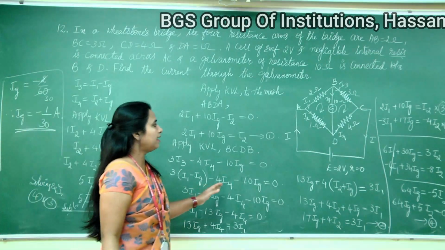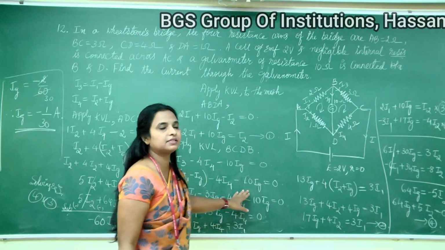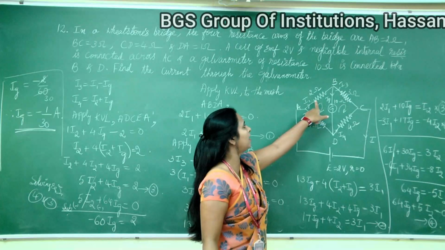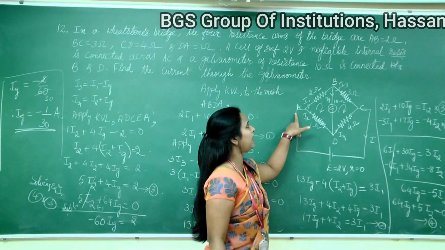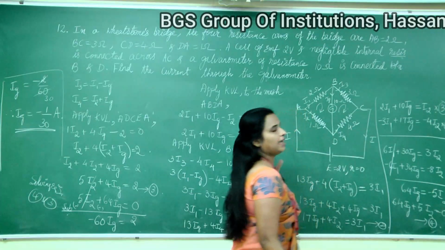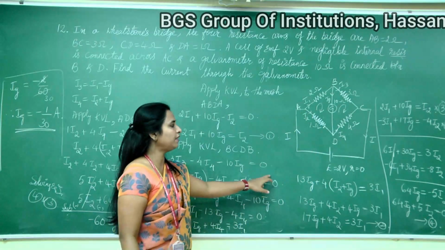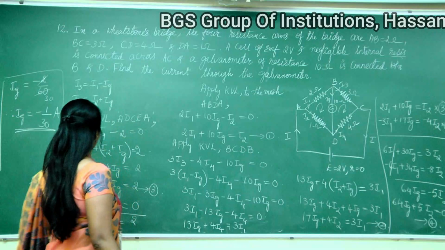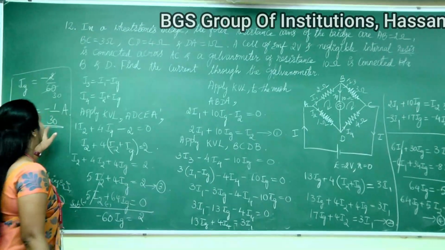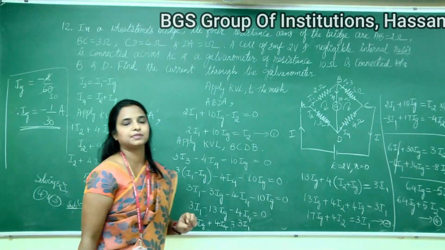It is a little lengthy problem, but it is very easy if you know how to apply the law. So first apply the law for the ABDA, then BCDB, and again for ADCA, and on solving the equation, finally we will arrive at the final answer, that is Ig is equal to current through the galvanometer at minus 1 by 30 amps. Thank you.